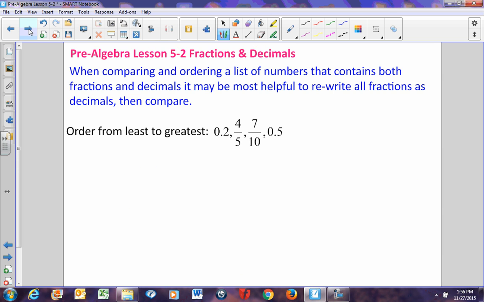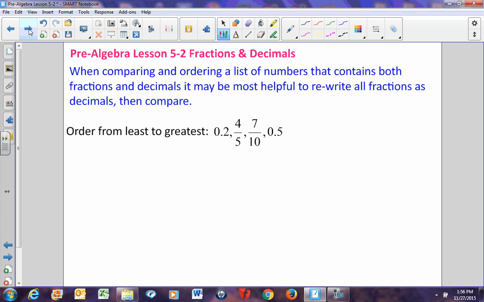Now, when comparing and ordering a list of numbers that contain both fractions and decimals, you have to determine whether you think it would be better to write it all as fractions or all as decimals. It all depends upon which one you think will be easier, finding a common denominator or not. Me personally, unless they look really hard, I try to put them all into decimals because that seems to be easier than finding a common denominator.